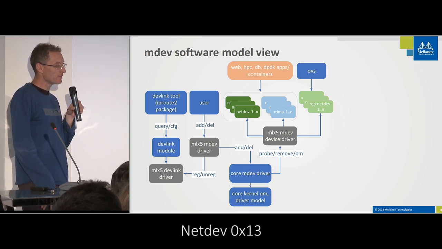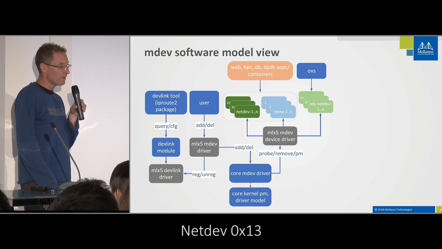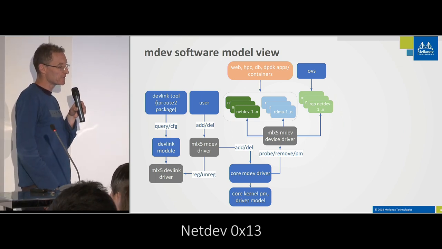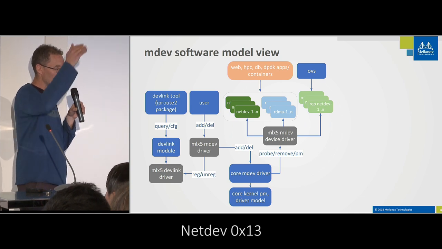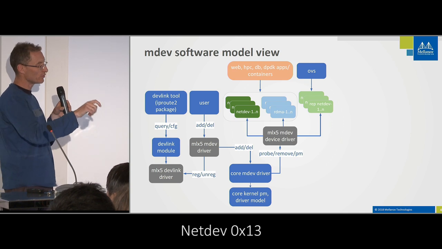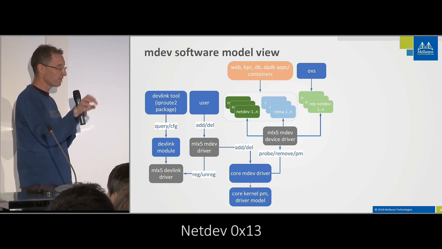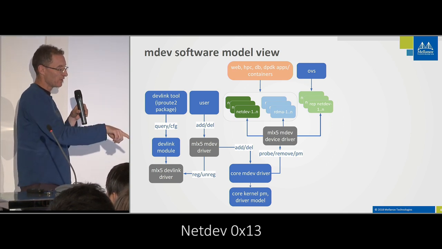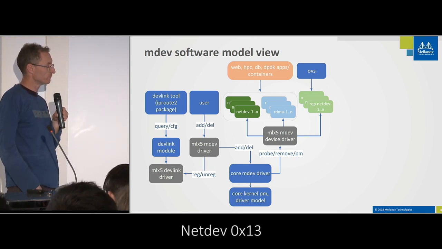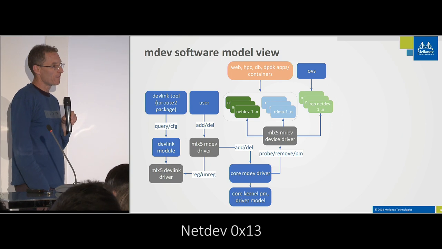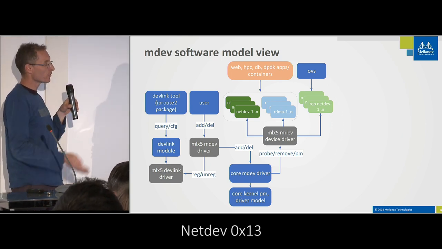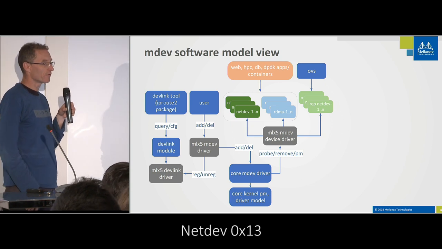Devlink is a hook. We forgot to do a slide here, but in the RFC that we presented, we show the flow. Initially, you generate some UUID, and then you use this UUID with devlink to create the new device. Devlink is just the hook to get into the kernel, to the MDEV infrastructure. But again, the patches are on Netdev, so do comment there.